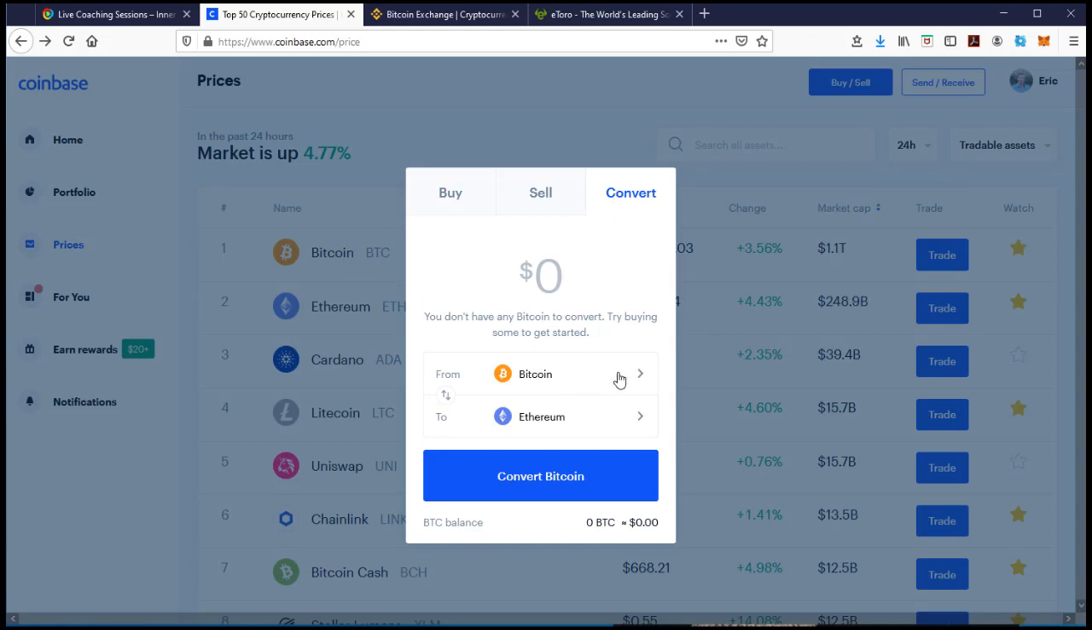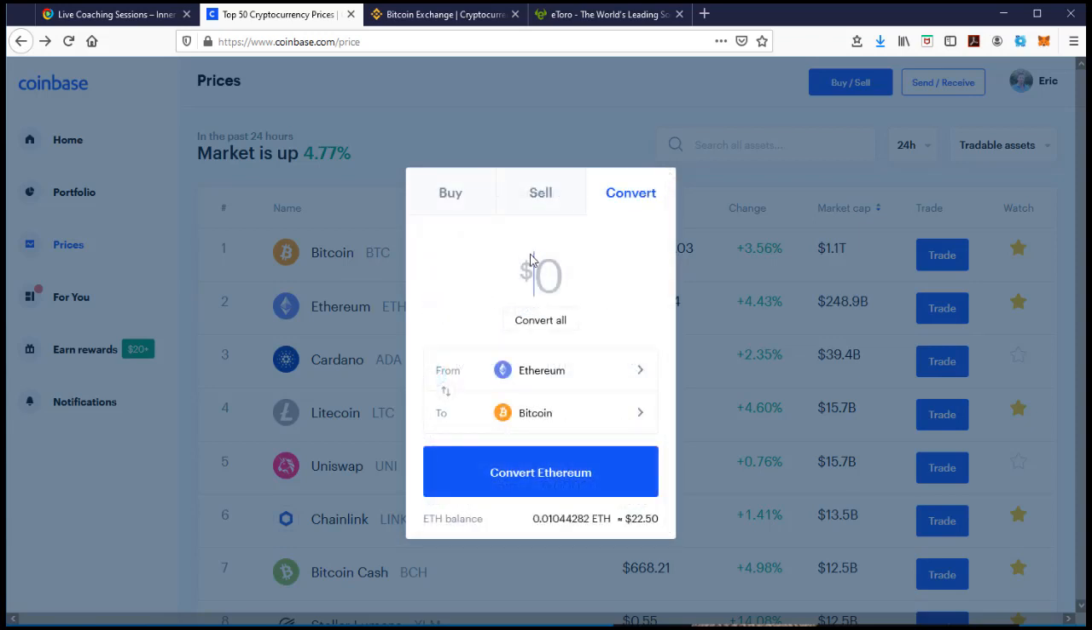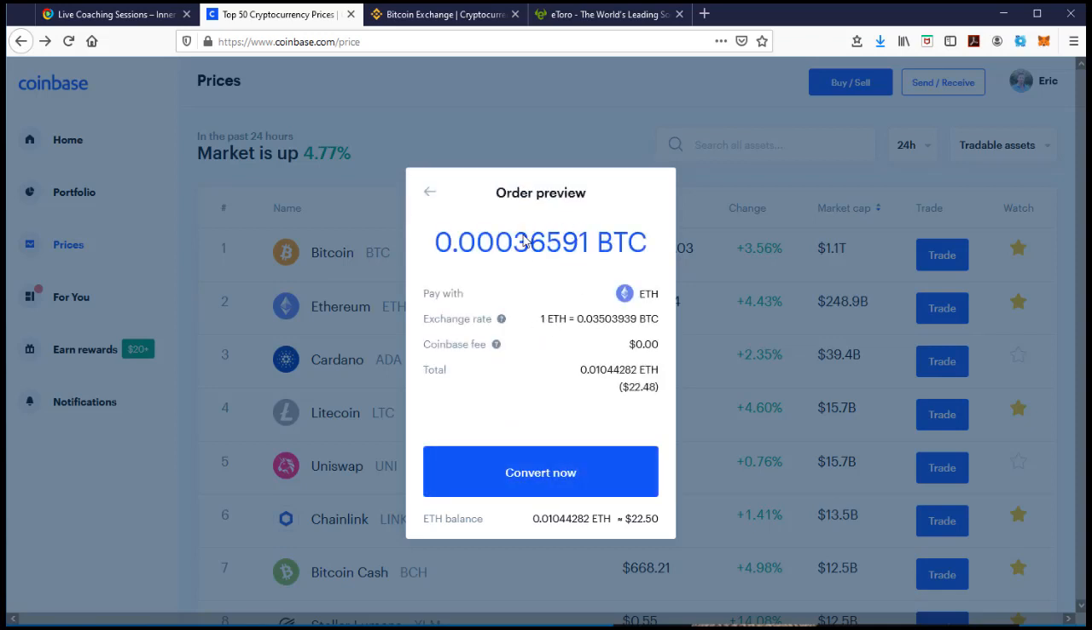So let's say I have some Ethereum in my account. This is just a test account that I'm using for this video, but I've got a little bit of Ethereum in this account. I could convert this $22 worth of Ethereum right now to 0.000366591 Bitcoin. So that hopefully clears up one misconception when it comes to trading and purchasing cryptocurrency, which is that you don't have to purchase a whole Bitcoin.